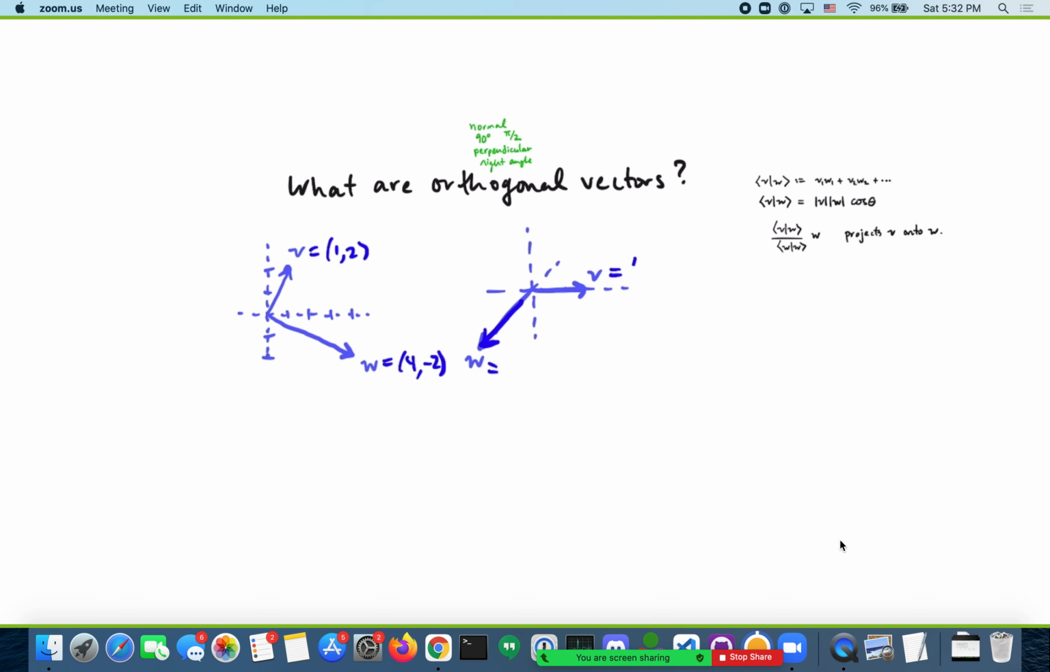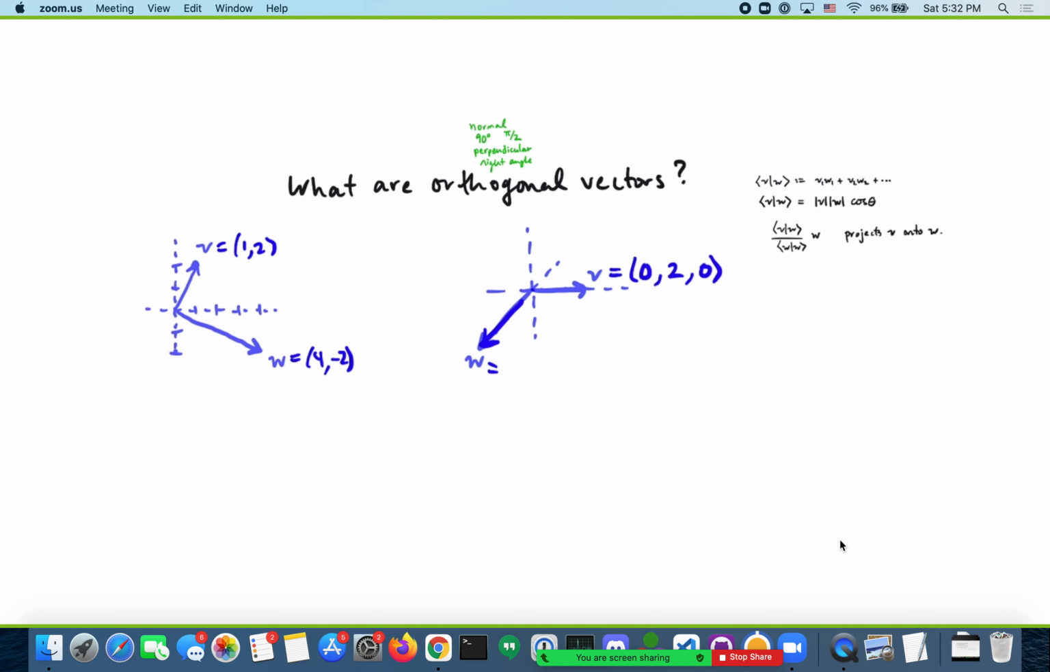So then V would be 0, none in this direction, comma, maybe 2, 1, 2 in that direction, comma, 0, none in this third direction. Okay, but that's sort of up to us, our choice. Let me sort of get this out of the way. And W maybe then, well, it's only in the first direction, nothing in the second, and nothing in the third. So maybe its components are 5, 0, 0.